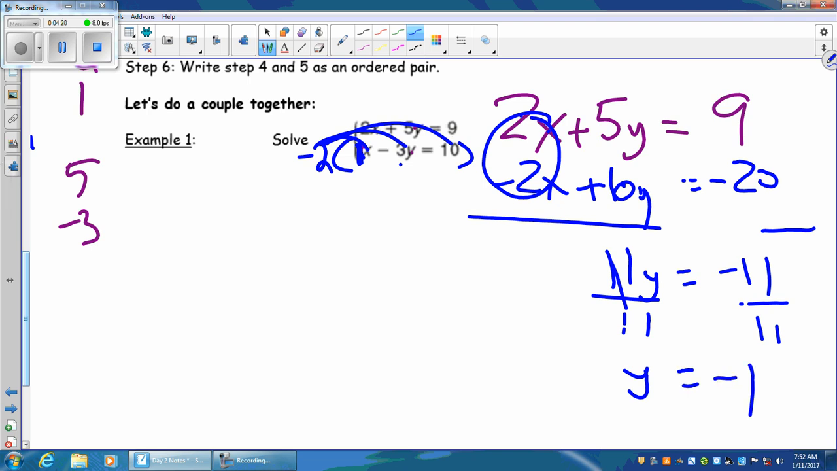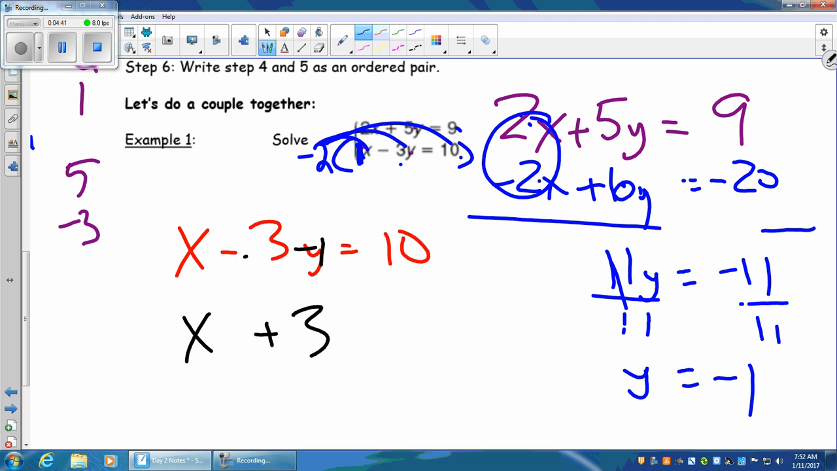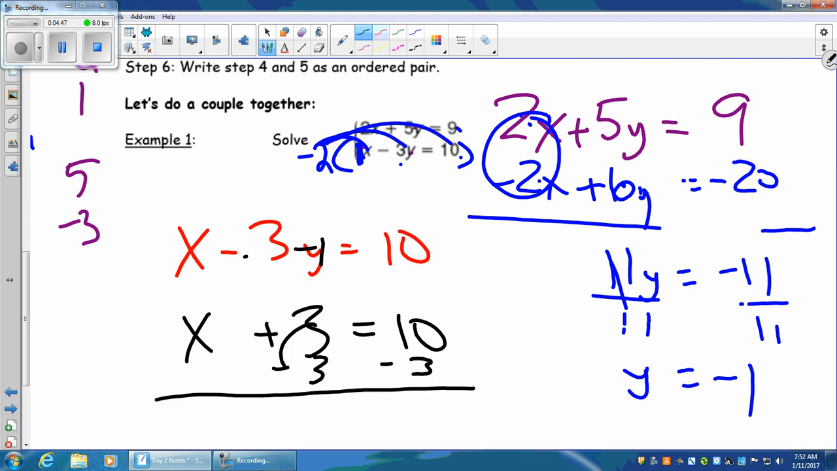Okay, and that's really it. So now you can plug into any of these equations that we see up here to find our x. I'm going to take this guy, x minus 3y is equal to 10. Obviously, you do not have to do that one. I just like this one. You'll see why here in a second. Because now it just says x, -3 times -1 is +3, is 10. And now it's just a one-step equation, -3 on both sides. And you end up getting x is 7.